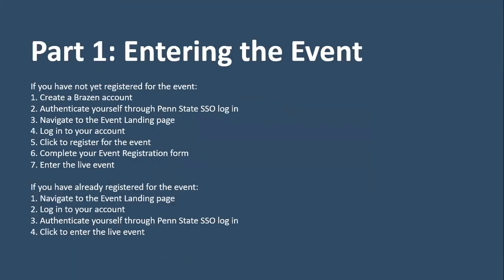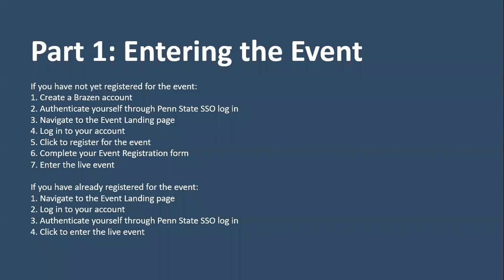So part one, entering the event. And I broke this down into two separate categories here. If you've not yet registered for the event, there are 7 quick steps, and 4 steps if you have already registered for the event. This is just meant to be a quick overview. I'm going to walk you through step by step with screenshots in the upcoming slides of how to do this. What I do recommend, though, is that you register for the event before the day of the event. If you notice, there's a lot fewer steps to access that. And again, as I mentioned, make sure you put your best self forward and you're not focused on getting into the event itself because you haven't registered prior to the event.